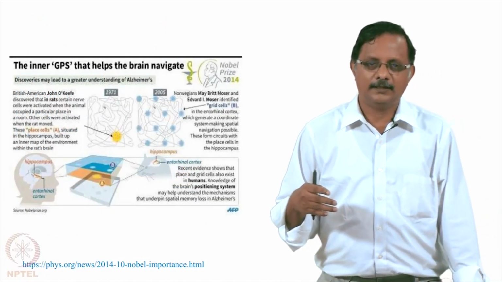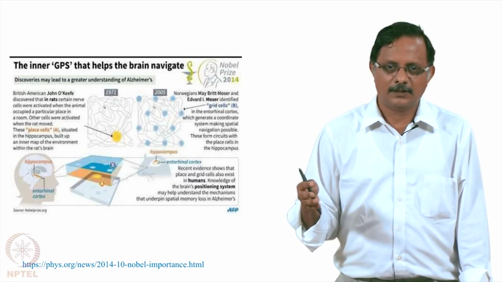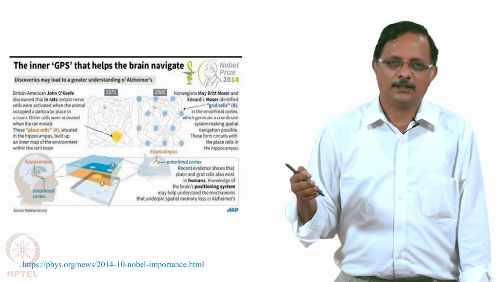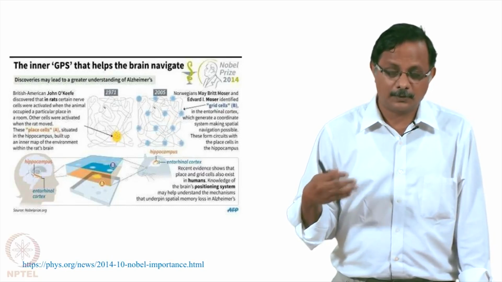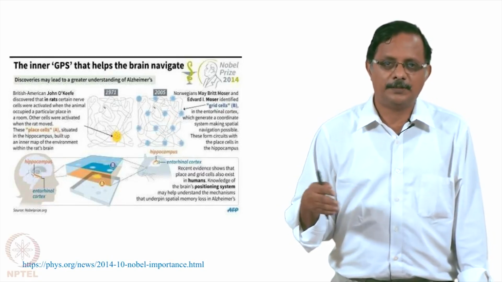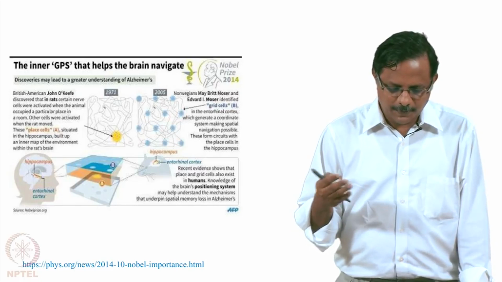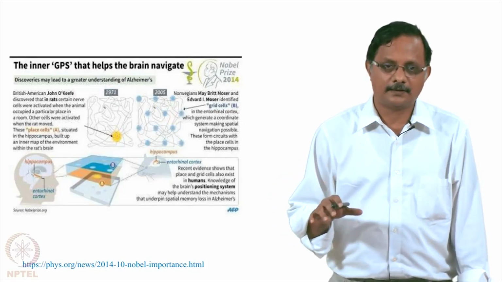The spatial navigation properties of the hippocampus became quite popular in recent times because of the Nobel Prize given in 2014 to work done in this area. A popular article about that Nobel Prize talks about the hippocampus as an inner GPS, the GPS of the brain, which helps the brain navigate in space. It was given to 3 people, and one of them is John O'Keefe, who worked on rats. In 1971 he found that within the hippocampus there are cells which respond whenever the animal is at a certain location or place in the maze.